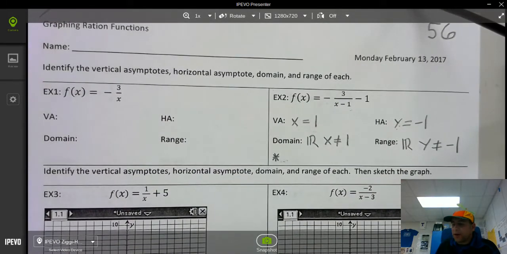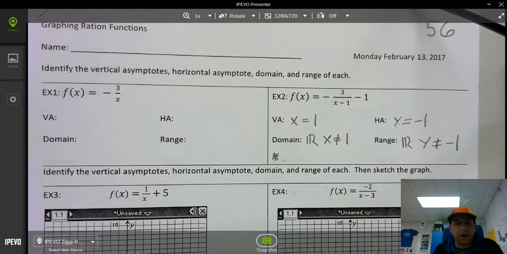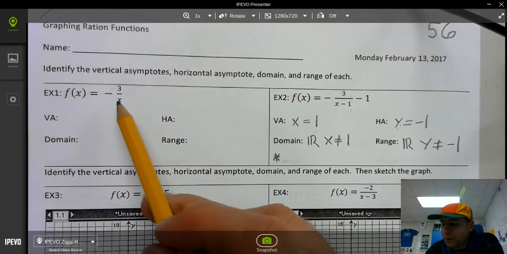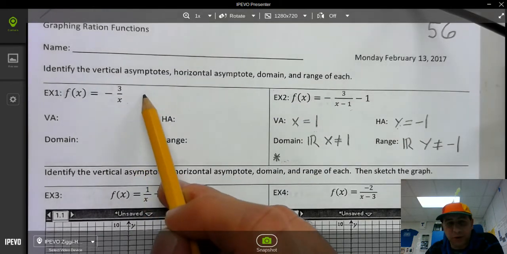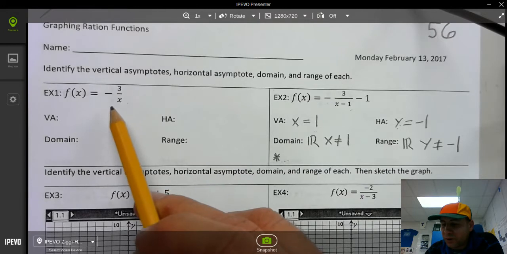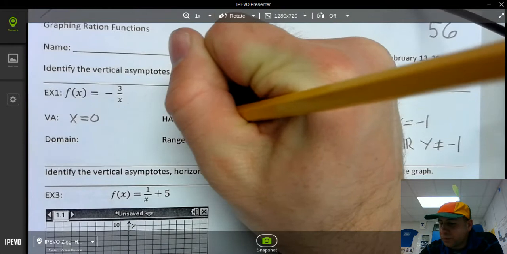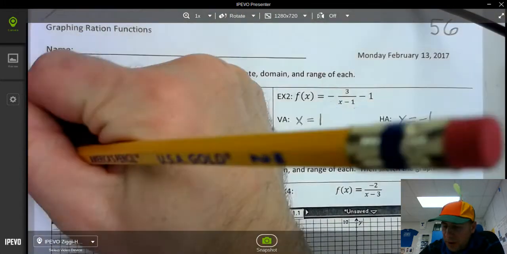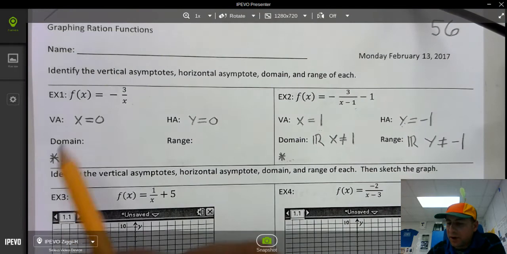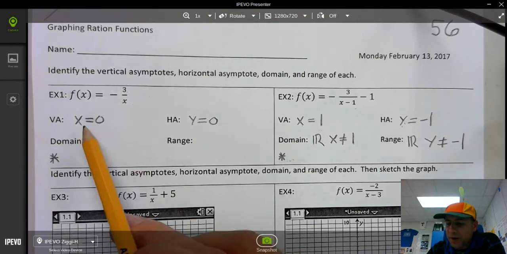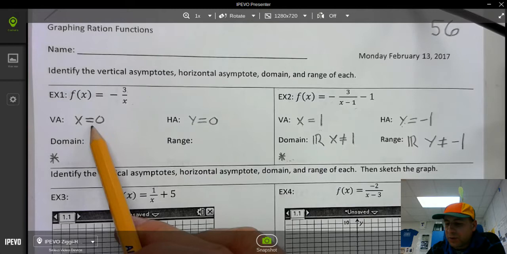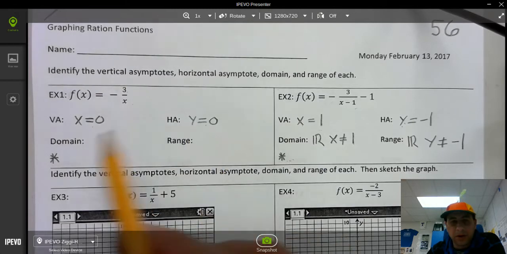Now, what I'd like you to do is pause the video and try example 1. And then once you've tried it, click play, and then you can check with me to see if you did it correctly. All right, so here we can see that we have no horizontal transformation or vertical transformation. So we know that in a rational function, the vertical asymptote is x equals 0 and the horizontal asymptote is y equals 0. Now, down here, I want you to think about and explain why the negative or the 3 doesn't affect the vertical asymptote being x equals 0 and the horizontal asymptote being y equals 0.